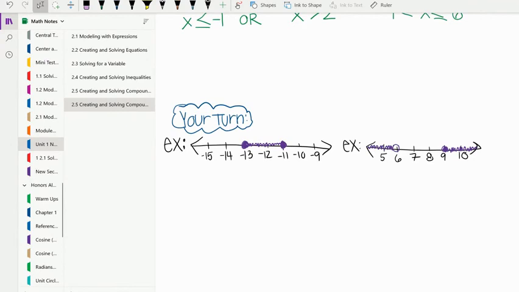So for this first one, it is an and inequality because it's between two numbers. So I start off by putting my x. I know my inequality signs always go the same way. And I'm going to go ahead and put my numbers, which are negative 13 and negative 11. Now let's see if this makes sense. Is x greater than negative 13? Yes, but it's also equal to because of the closed circle. Is x less than negative 11? Yes, but it's also equal to.